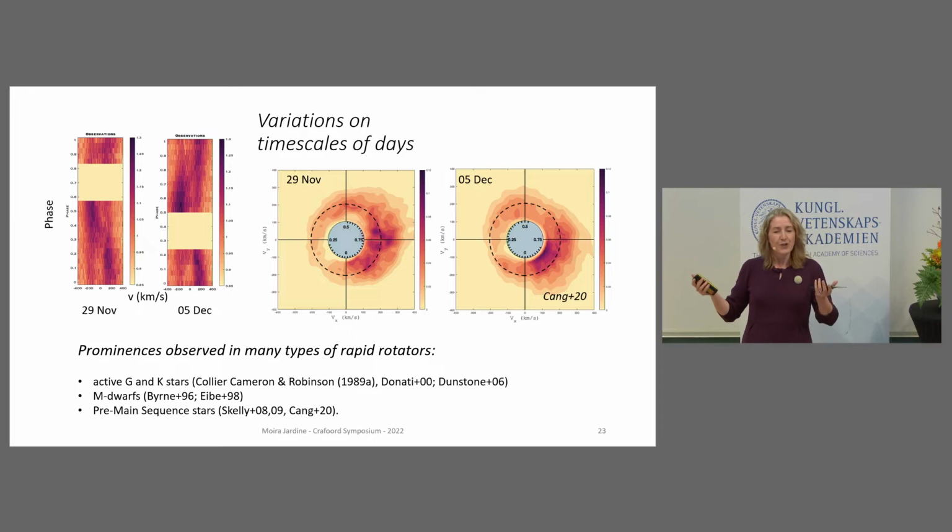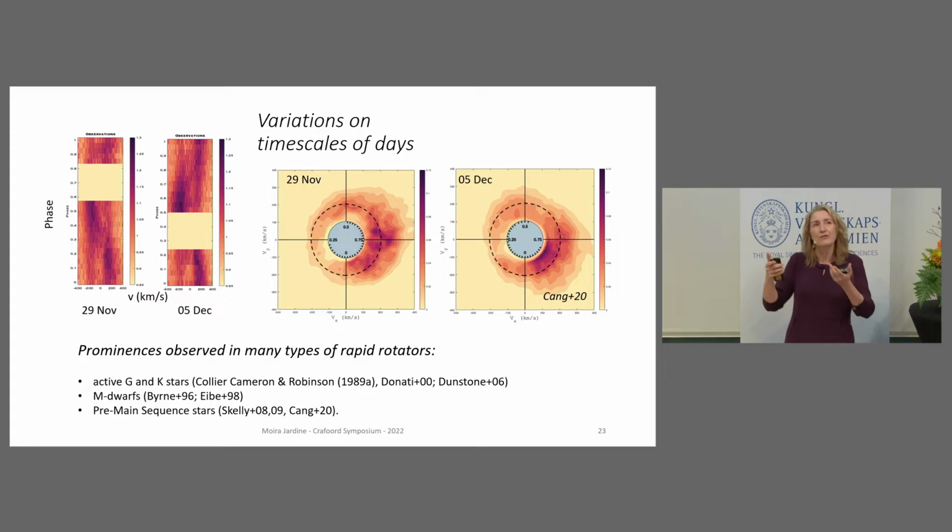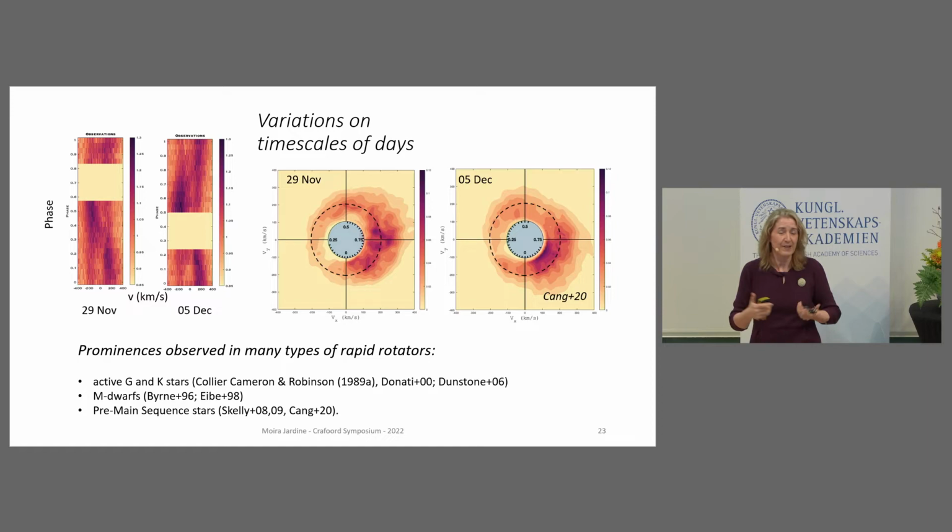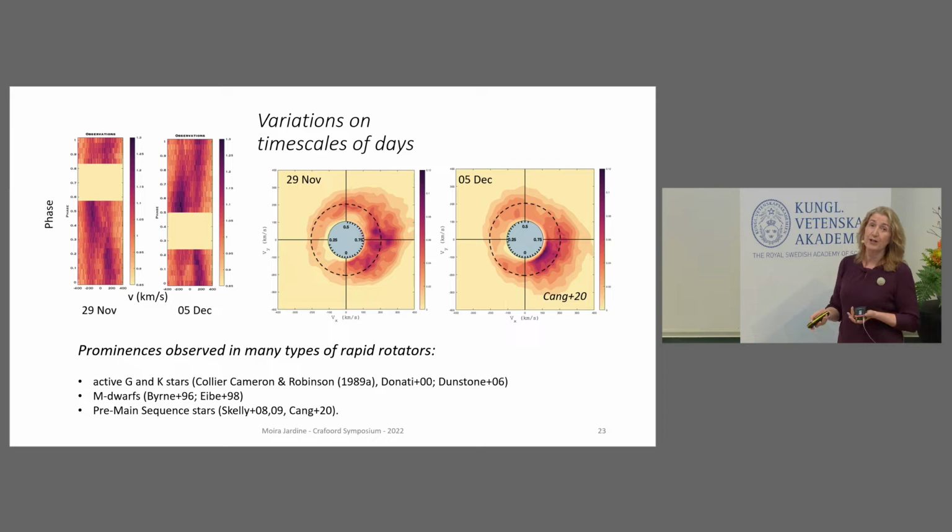So these cool clouds, these stellar prominences, outline the structure of the star's magnetic field, a bit like iron filings. So they're a way that we can probe this structure that's otherwise hard to see.